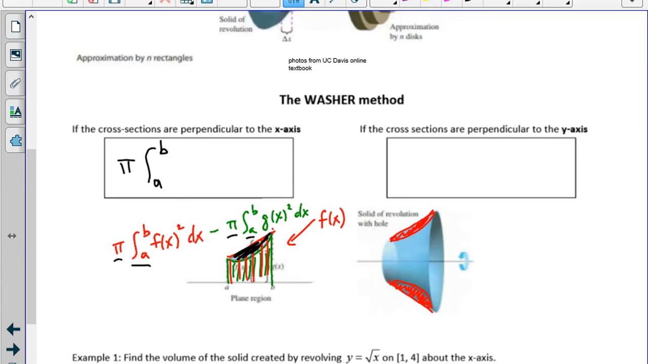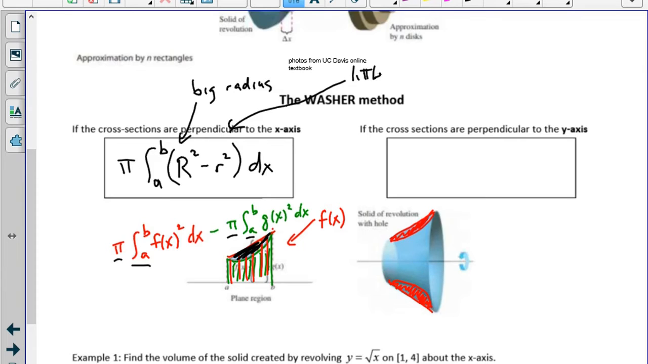However, I'm going to make a little adjustment to this, and I'm going to call it big R squared minus little r squared dx. And the reason why I'm doing that is because the radii will change based on where the line of rotation is, or the axis of rotation, and we're going to talk about that as we move along. So R, big R, I'm going to call the big radius, and little r is, of course, the little radius.